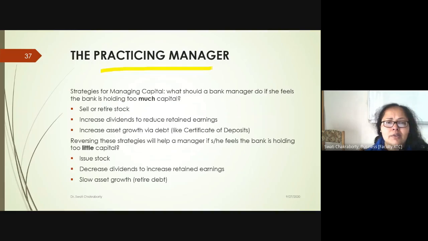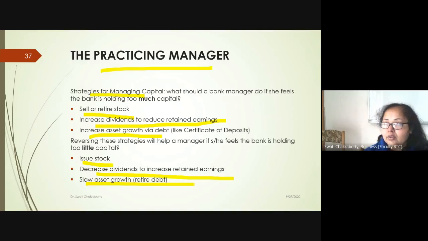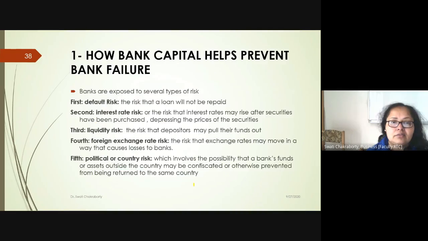So, for the practicing manager, some strategies for managing capital. What should a bank manager do if she or he feels that the bank is holding too much capital? Sell or retire some stock, increase dividends to reduce retained earnings, increase asset growth through certificates of deposit. Reversing these strategies will help a manager if he or she feels that the bank is holding too little capital. That is, issue stock, decrease dividends to increase retained earnings, and slow the asset growth, right? So you can actually withdraw some of these debts.